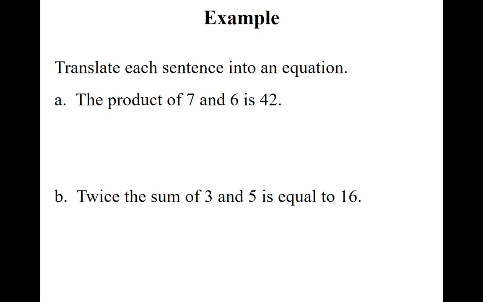The product of 7 and 6 is 42. The product is the multiplication of 7 and 6. 7 times 6 is 42, equals 42. 7 times 6 equals 42.